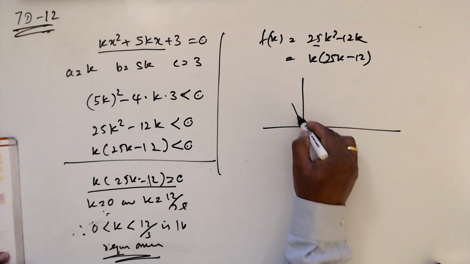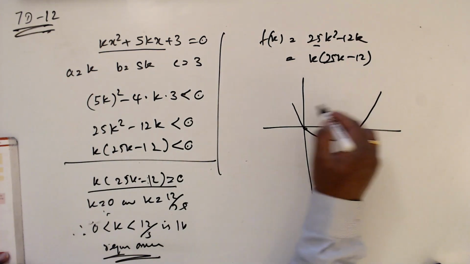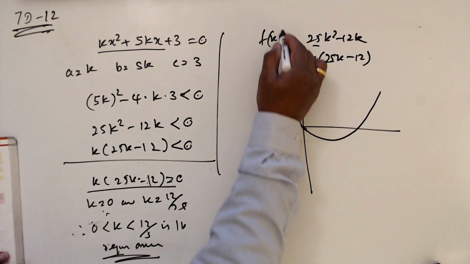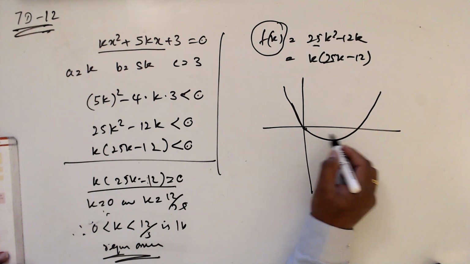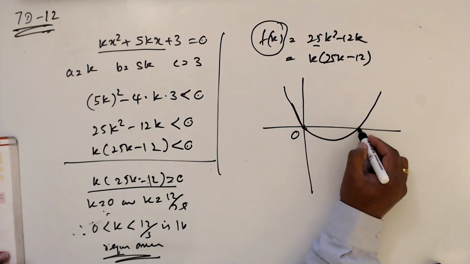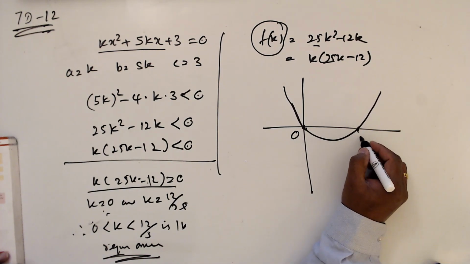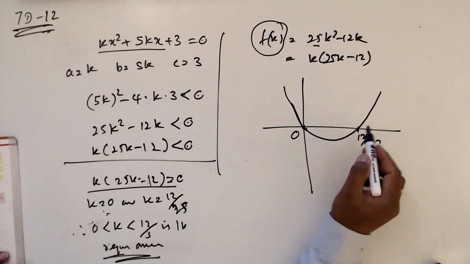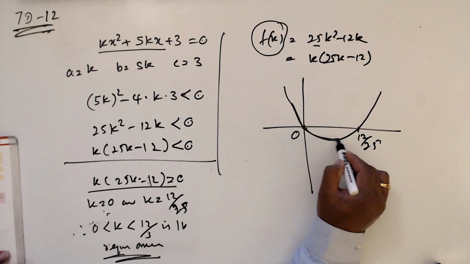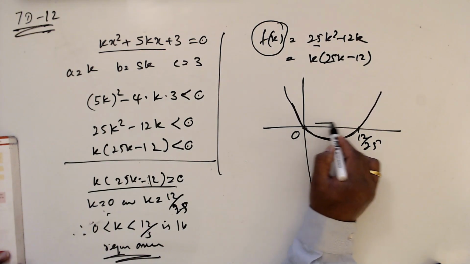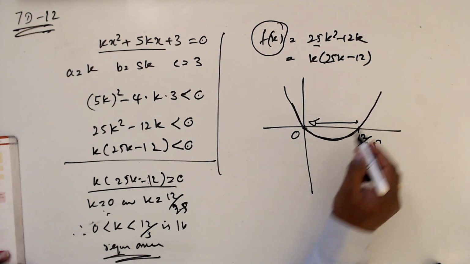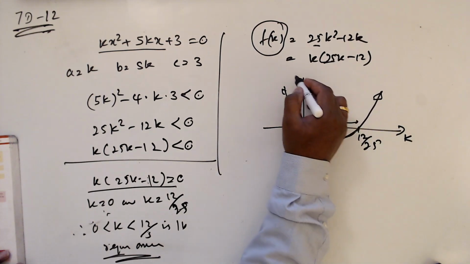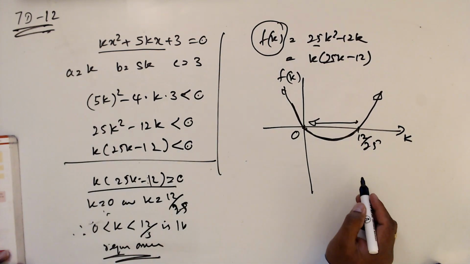it means it has a minimum. The graph is going like this. So you can see that f(k) is negative between 0 and 12 over 25. This graph is negative from here to here in terms of k. So you have to draw this graph, and this is the k axis, and this is the f(k) axis, right?